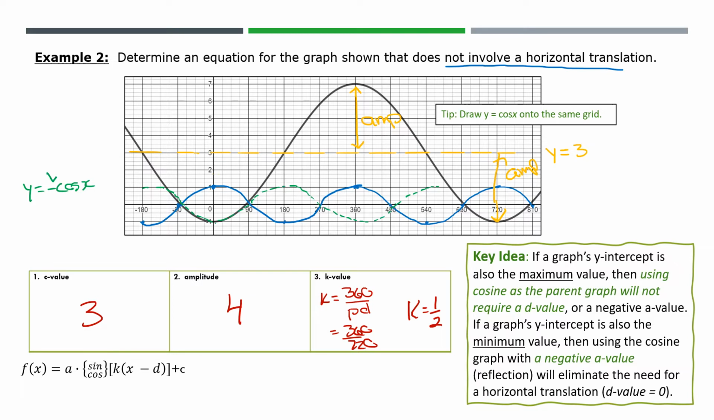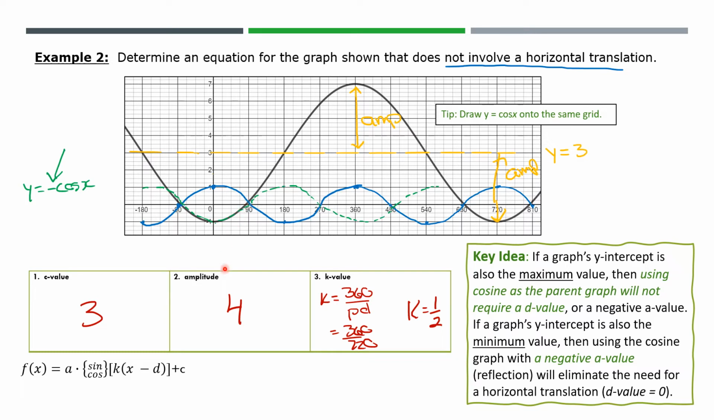When I have a negative value in front, it takes what was a maximum on my parent graph, the blue maximum, and turns it into a minimum. And that's very helpful when we don't want a horizontal translation. So if I took this blue graph and flipped it down, then lifted it up 3, and then gave it an amplitude of 4, and did all these transformations, I would have the black graph.